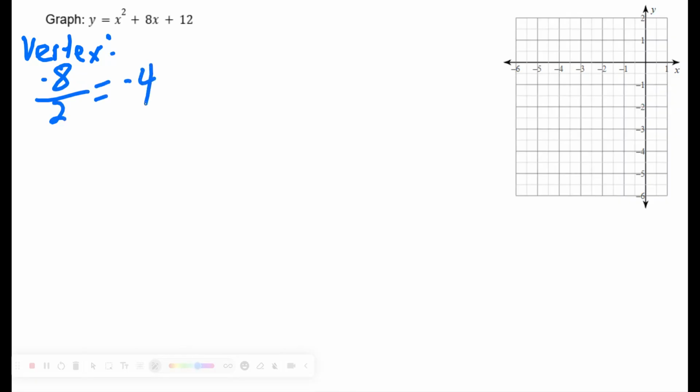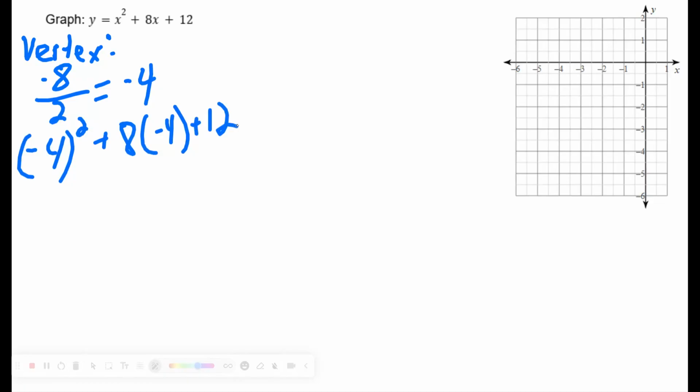So we're going to start with our x value of negative 4. We're going to plug that in. Negative 4 squared plus 8 times negative 4 plus 12. Negative 4 squared is 16. 8 times negative 4 is minus 32 plus 12.